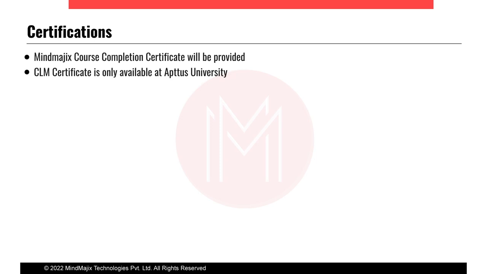Then the certification. A MindMajix course completion certificate will be provided by the MindMajix team. But any certificate related to Aptus is not available from us, because that comes from the Aptus University. If you do the course from the Aptus University, then only you will get that certificate from the Aptus company, because the certification is not like the Salesforce certification, where you can just pay $200 or $400, apply for the certification, read about it, and then get the certification. Aptus certification does not work that way.